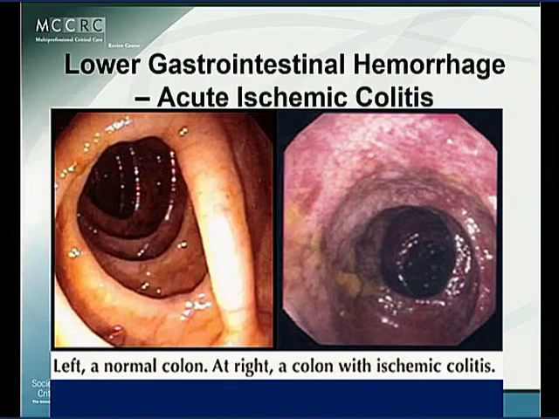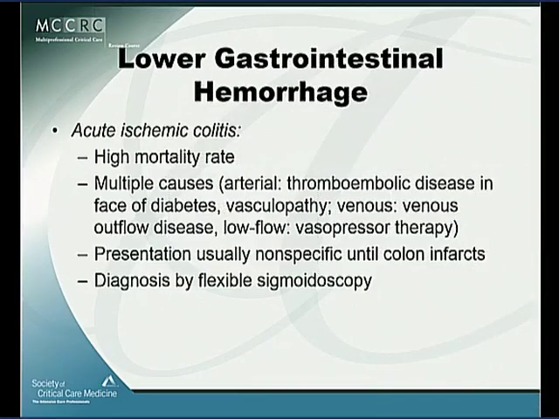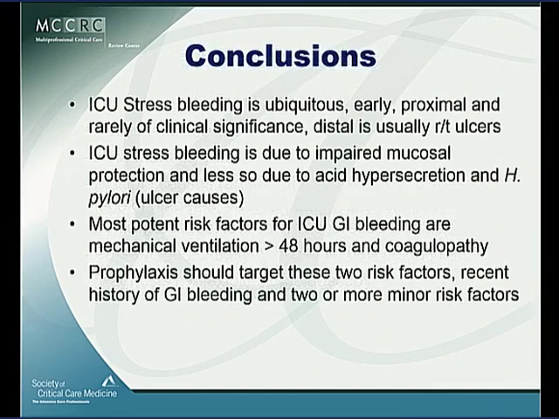And once again, this is an example of a colon that is ischemic, and therapy here is very difficult. High mortality rate, once again, is generally in concert with multiple organ failure, multiple causes, certainly from the venous or the arterial side. Non-specific presentation until the colon is actually dead, and certainly a scope is going to provide your answer.